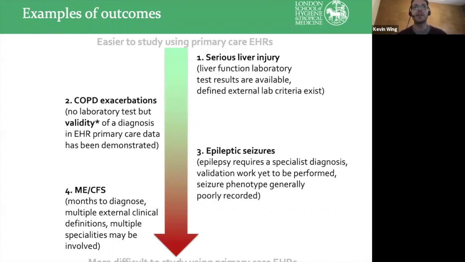Then move down to getting a bit more difficult. You've got chronic obstructive pulmonary disease exacerbations. For these exacerbations, there is no laboratory test, unlike for serious liver injury, but diagnoses of these are often recorded by the GP. And in fact, that diagnosis with electronic healthcare records in primary care in the UK has been validated. And I'm going to talk a little bit about what that means on the next slide.